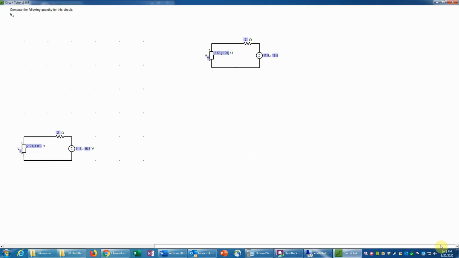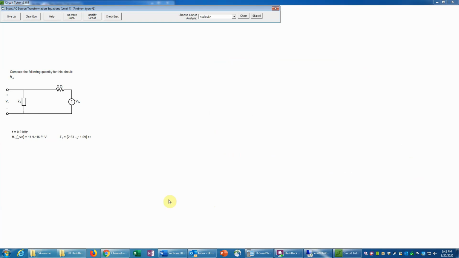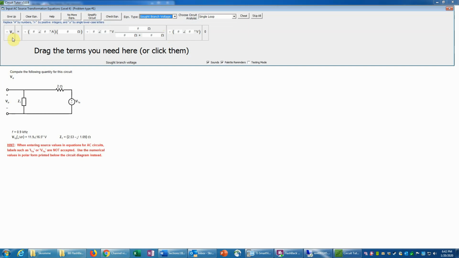And so now I'm just going to say I'm done editing here, because that's suitable for a voltage divider formula. So now we have the edited circuit, which is suitable for voltage division. So we're going to use a single loop analysis. And we want a SOT voltage, so we'll pick SOT branch voltage here because it's across one element. And now we can say V0 is equal to, and I'm going to use the standard voltage divider formula.